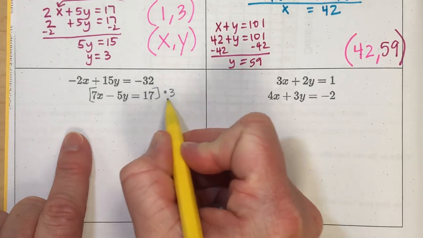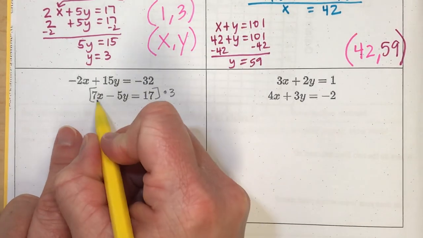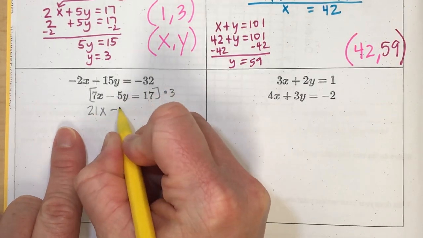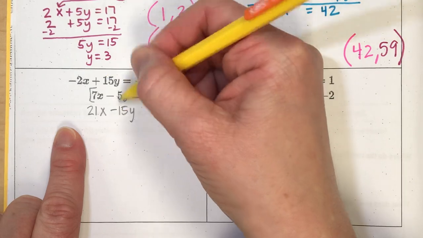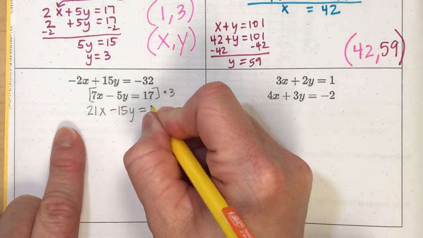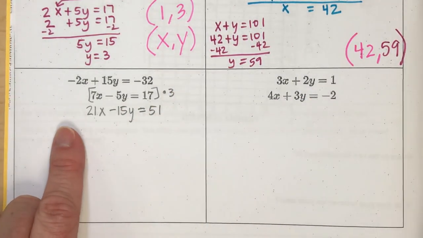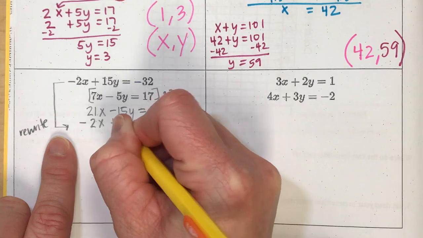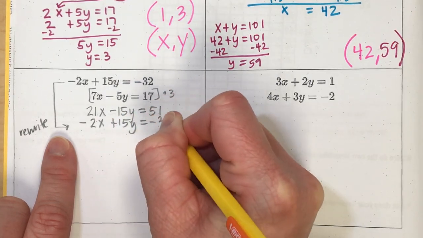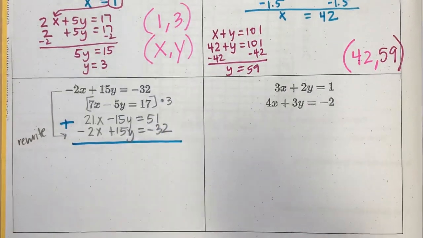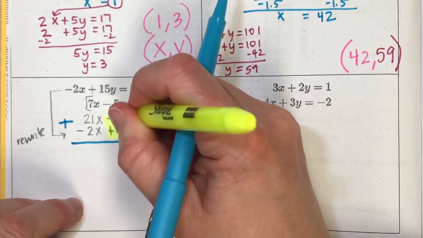So my new function here, when I multiply every number by 3, would be 7 times 3, or 21x, negative 5 times 3, which is going to give me negative 15y. This is why I wanted to cancel y's here. And then 17 times 3, which is 51. And now I'm going to rewrite that top function here. So I have negative 2x plus 15y equals negative 32. So now I'm ready to add my functions together because my y's are going to be eliminated.